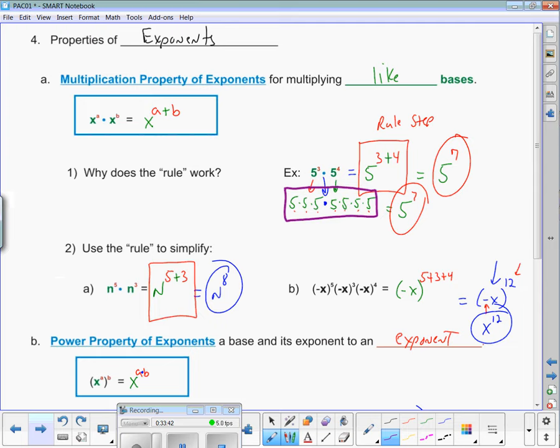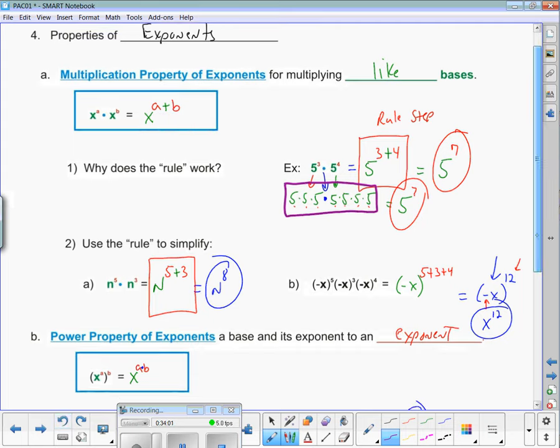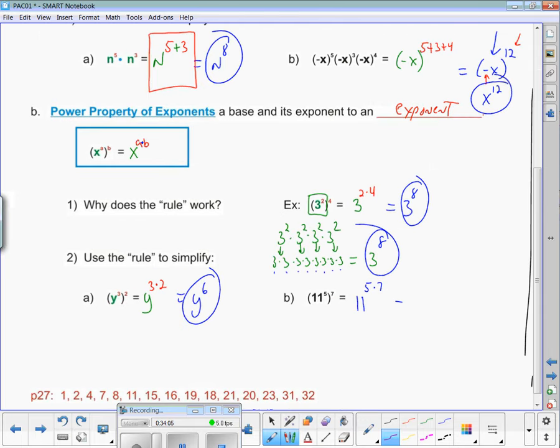How do we end up with the two properties? Look at the first property. Focus right here. Look at how the bases are the same. You take the base and you add the exponents. x to the a times x to the b equals x to the a plus b. What was our second property? You have a base and its exponent to another exponent. How do you do that? It's the base, and you multiply the exponents. I say it this way: x to the a to the b equals x to the a times b. And that's that rule.